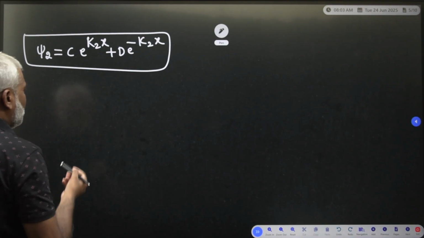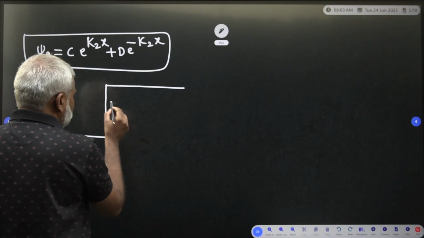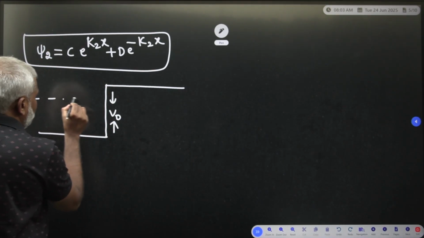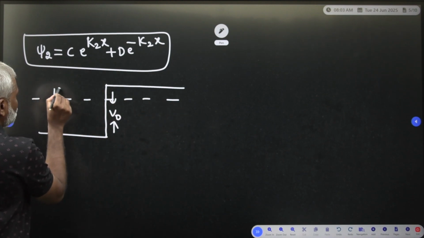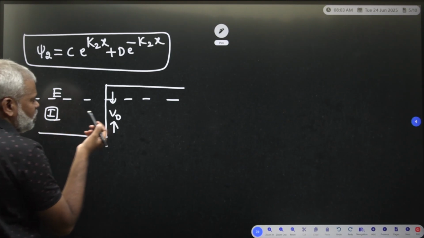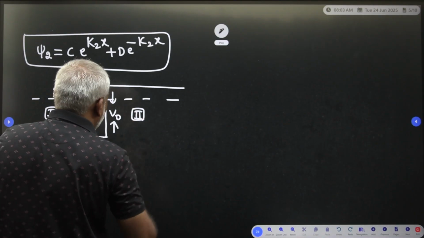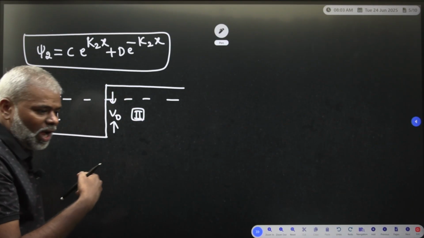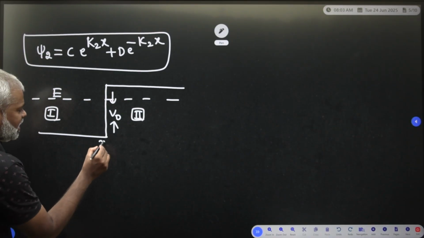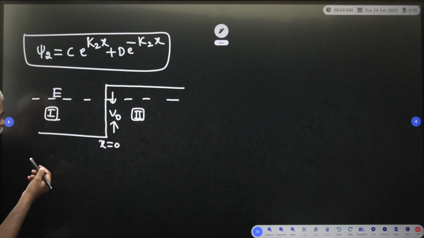But you have to see here how the wave function is going to happen. This is the potential step you have to take here, V0 minus E. In region 2 I am observing E is always less than V0. This is region 1, here two waves are there. This is region 2. So this equation can be executed from x equal to 0 up to x equal to infinity.